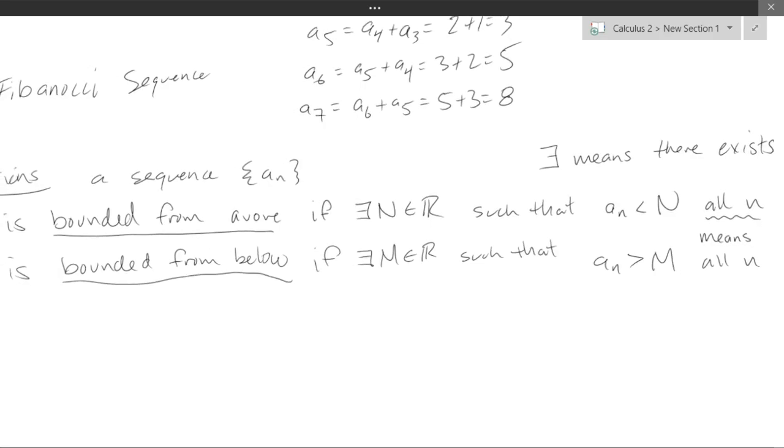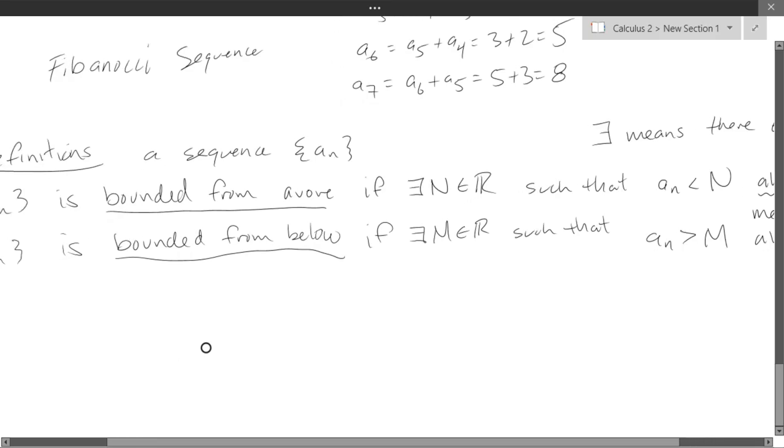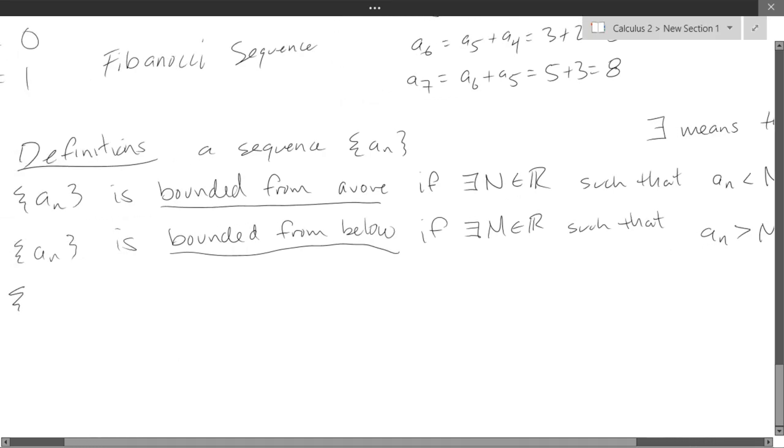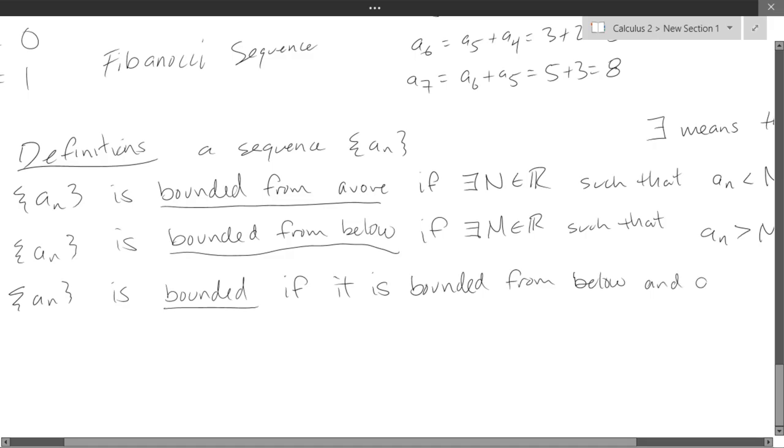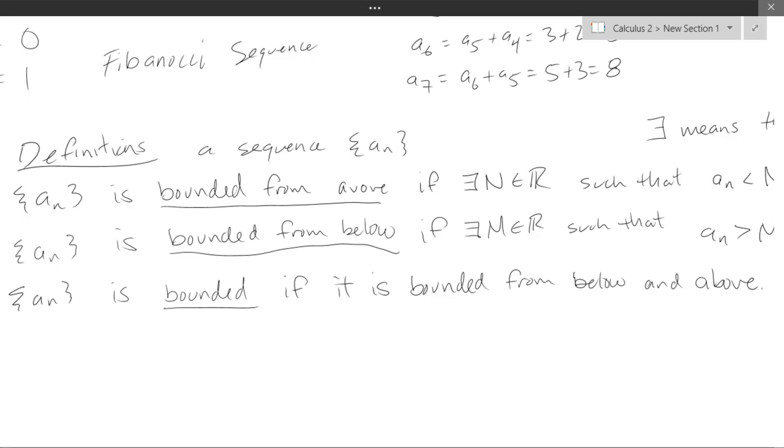So there's bounded from above, bounded from below, and we'll go bounded. So this is just bounded. So a_n is bounded if it is bounded from below and above. So bounded is actually stronger, means bounded on both sides.